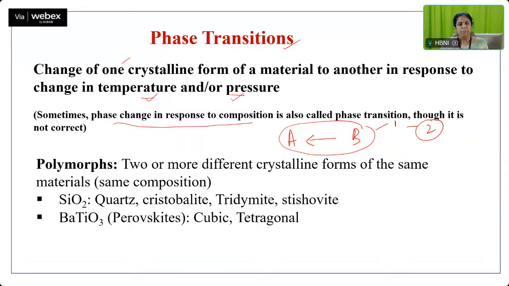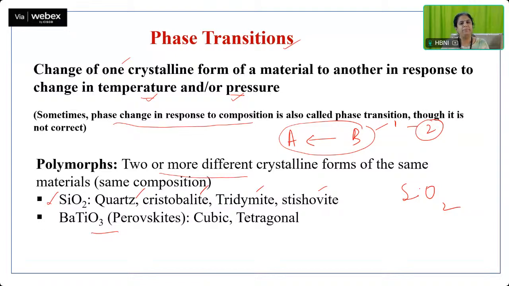Okay. So what are polymorphs? I have just mentioned that there are two or more different crystalline forms of the same material. For example, if I talk of SiO2, silica, there are four crystalline forms of silica: quartz, cristobalite, tridymite, stishovite. Interesting part is all of them consist of the basic unit silica. But how these silica units are arranged defines that particular polymorph.